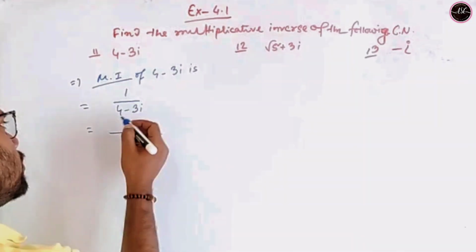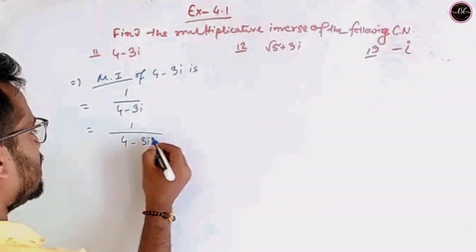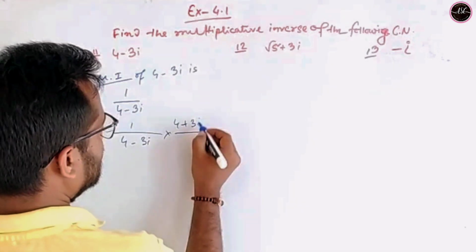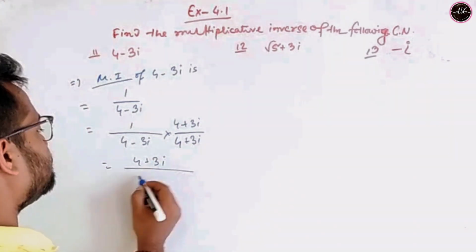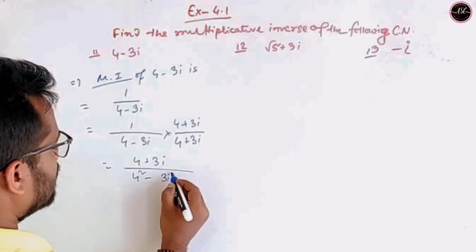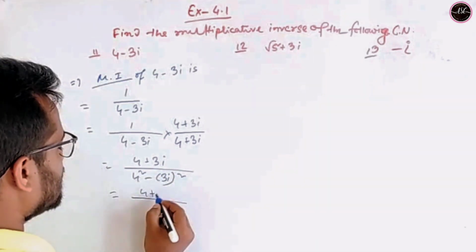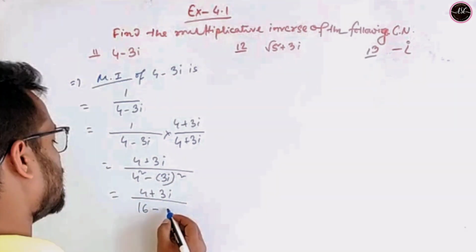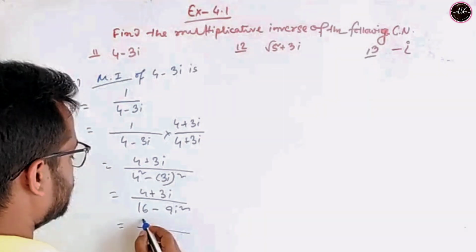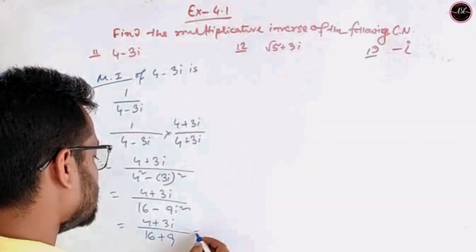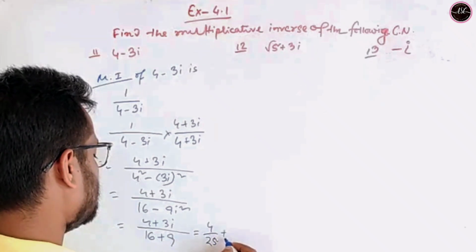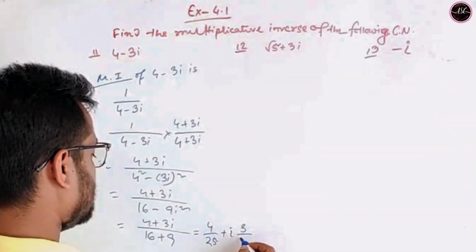So now rationalize this. We get 4 minus 3i into 4 plus 3i divided by 4 plus 3i. So we have 4 plus 3i whole square minus 3i whole square. So we have 4 plus 3i, 16 minus 9 of i square. So 4 plus 3i, 16 plus 9 as i square equal to minus 1. So this can be written as 4 by 25 plus i of 3 by 25.